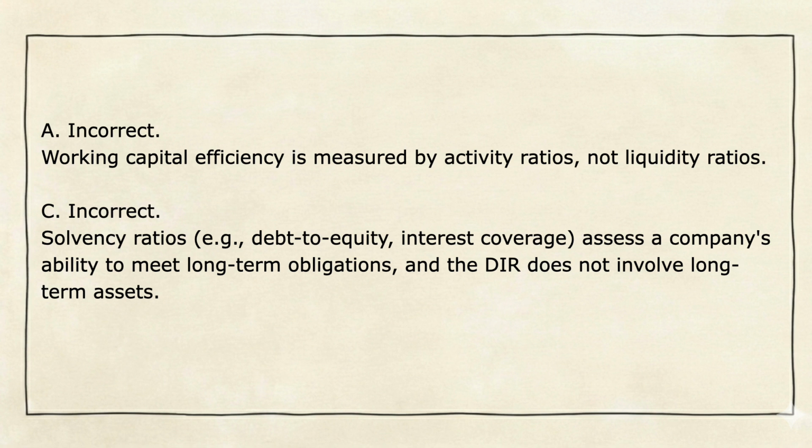A. Incorrect. Working capital efficiency is measured by activity ratios, not liquidity ratios. C. Incorrect. Solvency ratios assess long-term obligations, not relevant to DIR.